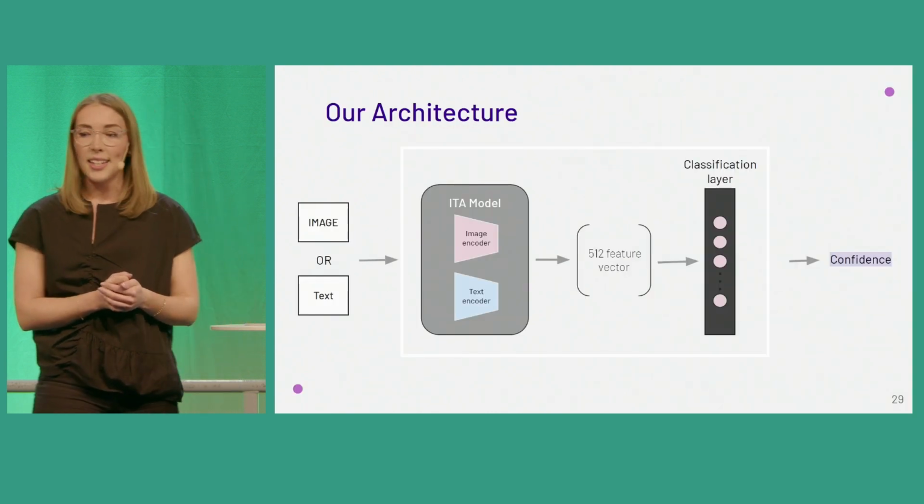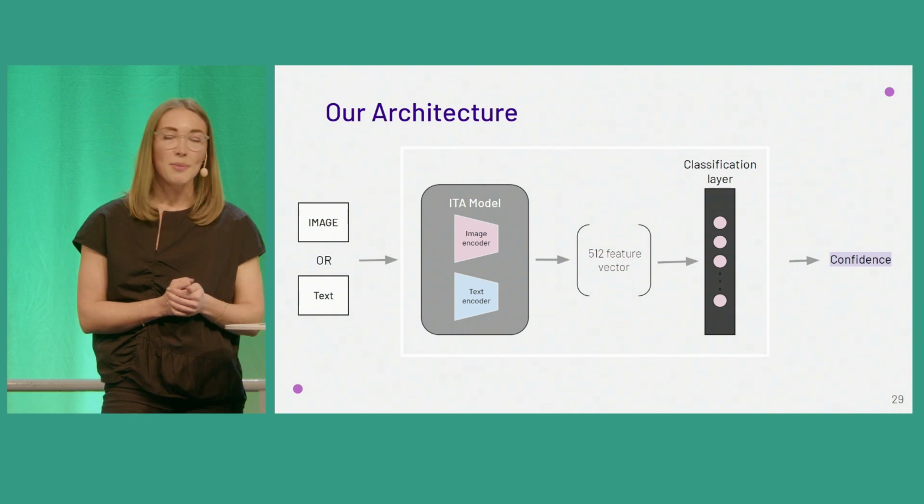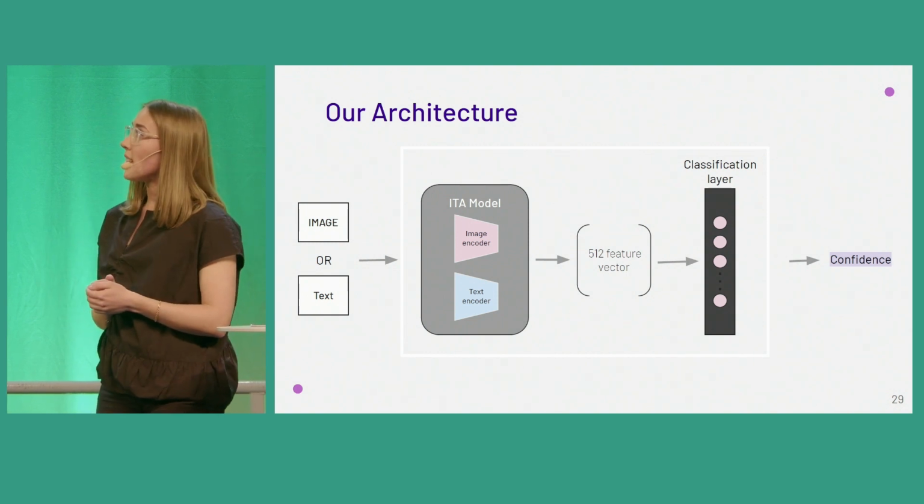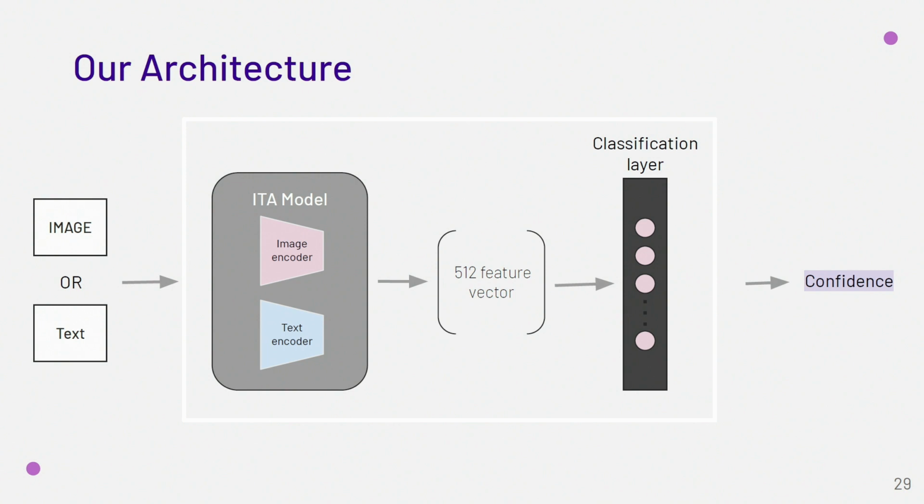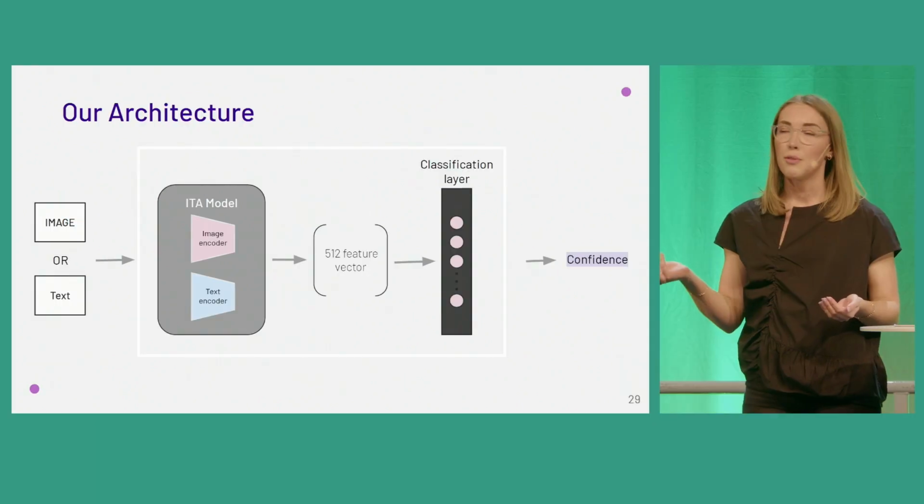So now we can look back again at our pipeline with some more detail to it. We see now each of the encoders added into the ITA model box. And we also know that each of these encoders outputs a feature vector of 512 features.